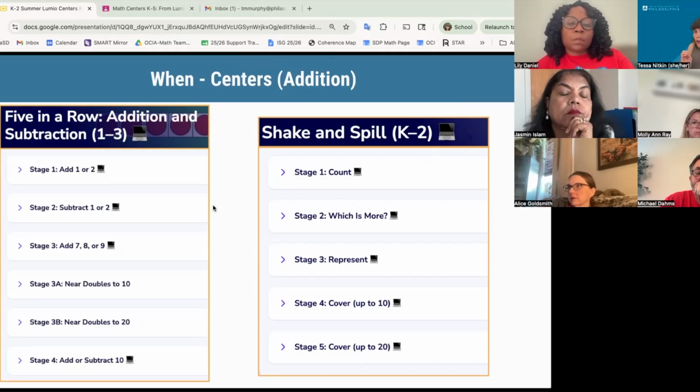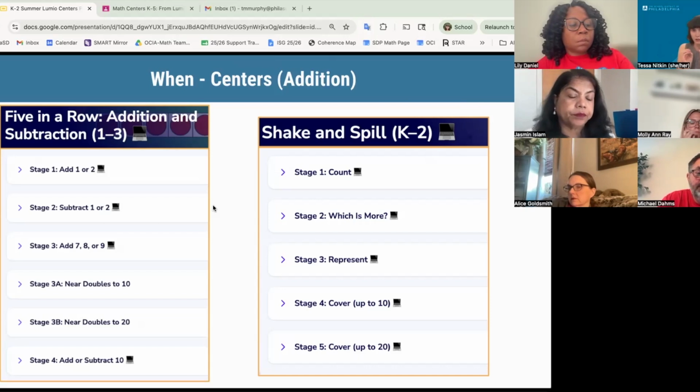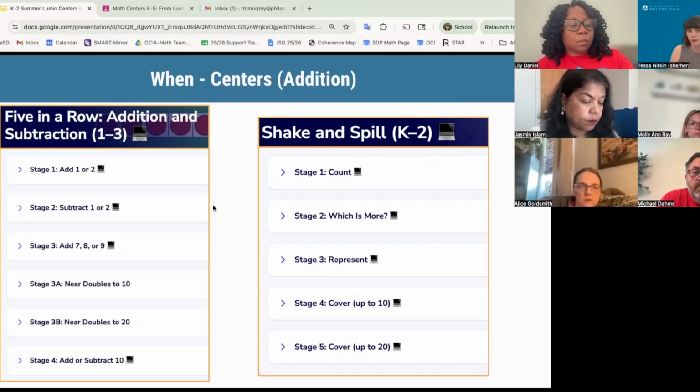And I think it's not until unit 2 or 3 that stage 2 comes out. They are aligned to the curriculum unit, so there is more support in comparing quantities when that rolls out. Thank you for sharing, Molly Ann.